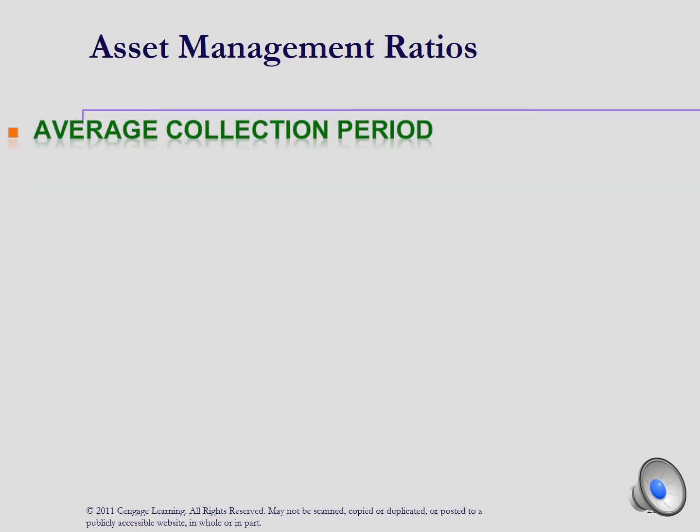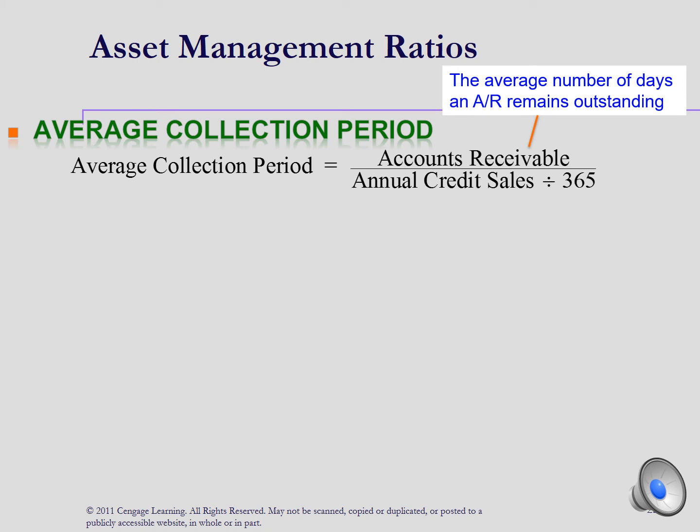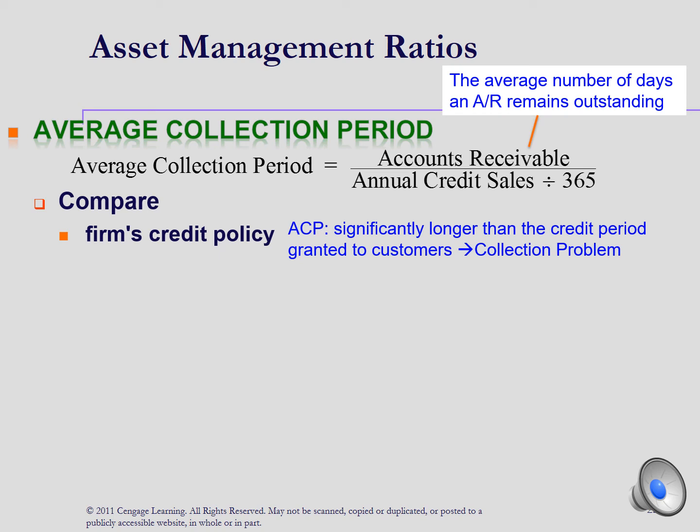Average collection period. Average collection period is defined as accounts receivable divided by daily credit sales. It indicates the average number of days an accounts receivable remains outstanding. How do you want to use it? You may compare average collection period with a firm's credit policy. If a firm's average collection period is significantly longer than the credit period granted to customers, it may signal a collection problem for the firm.